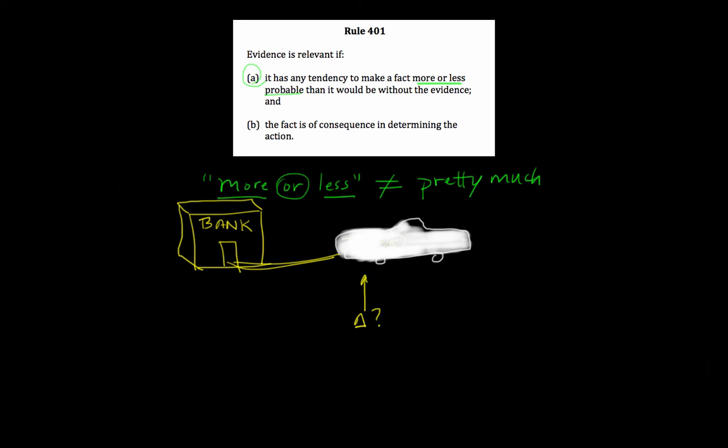But let's look at the definition of relevant. The first part of this rule for relevance, this first part of the definition, says that for evidence to be relevant, it just needs to have any tendency. Let's underline that. Any tendency to make a fact more probable or less probable. So if the defendant owns a white car and the robber's getaway vehicle is a white car, well, that makes it at least slightly more likely that the defendant is the one who committed the robbery. So you can think about it like this.